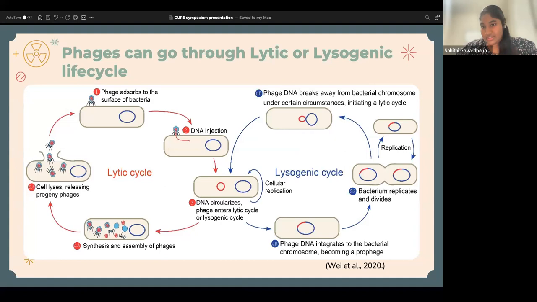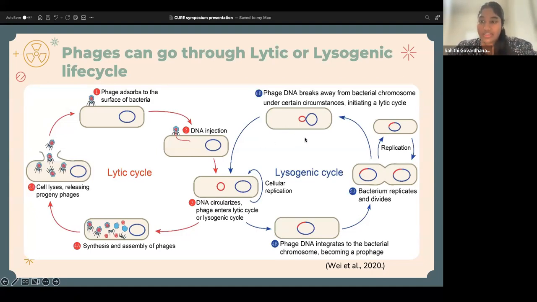Bacteriophage can also go through the lysogenic life cycle. So in the lysogenic life cycle, you have the bacteriophage attaching to the bacterial cell, injecting its DNA. So here, instead of replicating its DNA, what the bacteriophage does is integrates its DNA into the bacterial cell chromosome. And so as the bacterial cell replicates and divides, the phage genome is going to replicate and divide along with the bacterial cell. And due to certain circumstances, such as environmental stress, like UV light, the phage can break away from the bacterial chromosome.